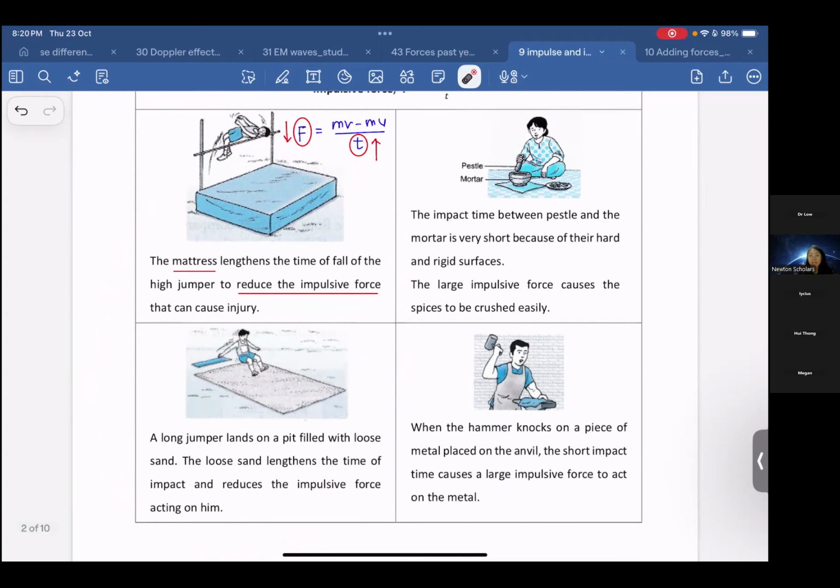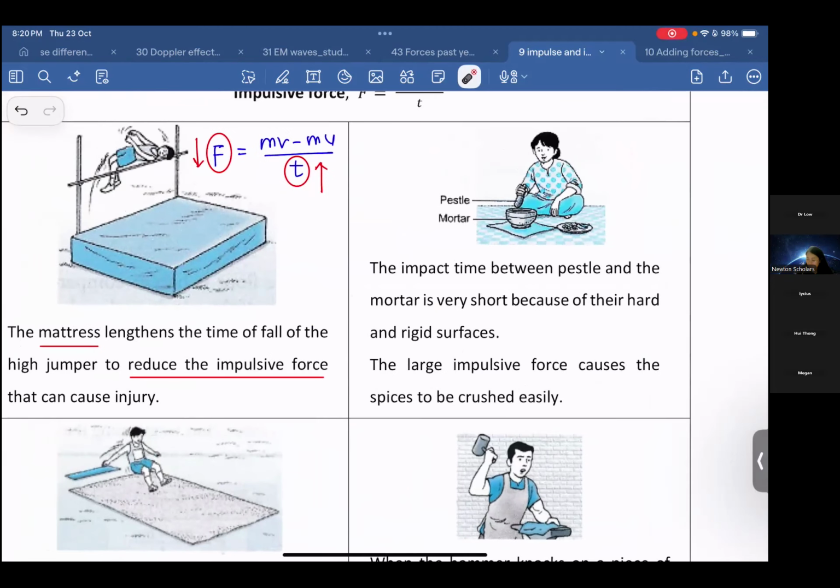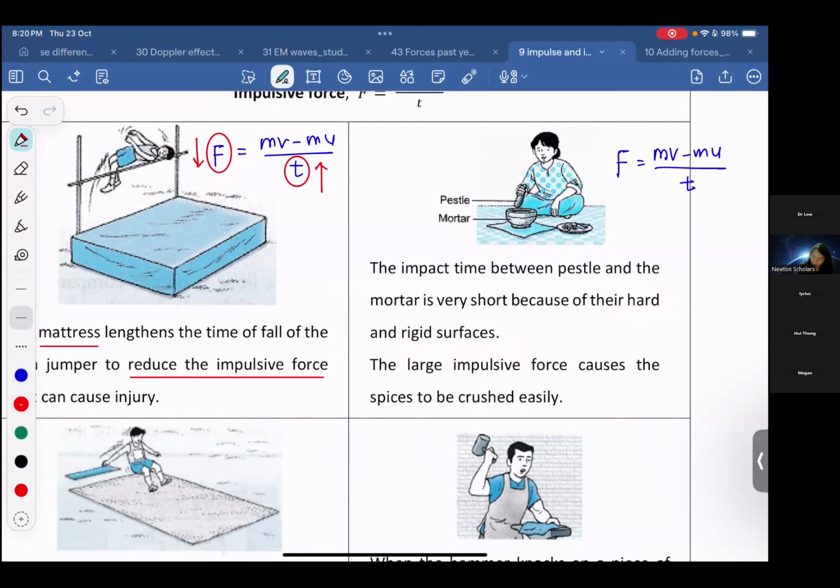Then when do we want to increase the impulsive force? Okay, we can look at this case. If you are helping your mothers in cooking, you will know about these two, pestle and mortar. What is the surface of these two? The surface is a very hard material, a hard, rigid surface. So when you use the pestle going down and hit the mortar, the time of impact is very short. So here, the impulsive force is mv minus mu over t. The time for them to contact is a very short time.